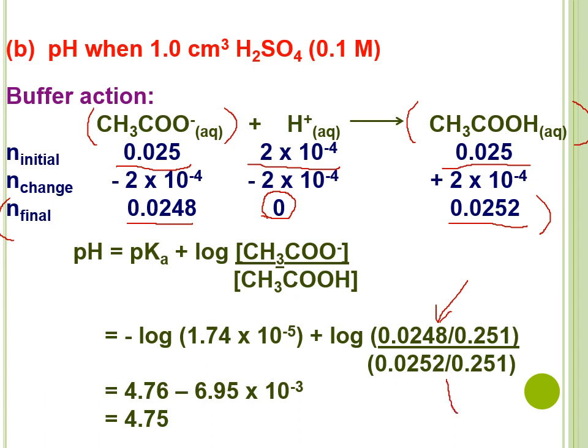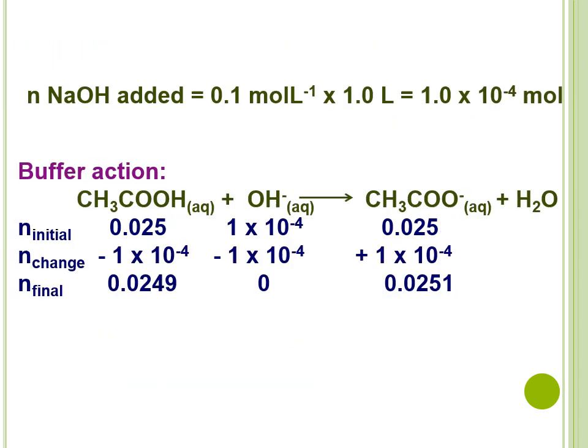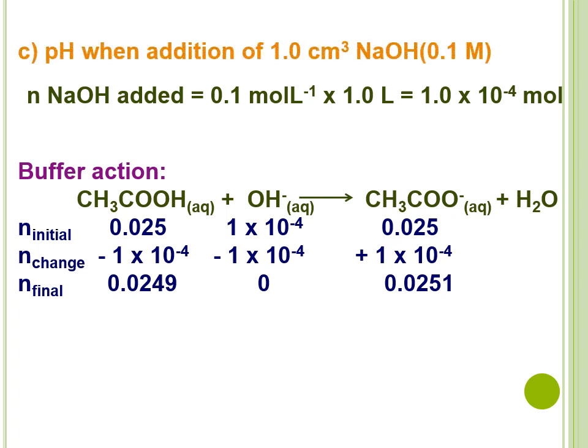And for acetic acid, it is 0.0252 divided by 0.251. Remember, 1 ml is the sulfuric acid that we add. So here we have 4.76 minus 6.95 times 10 to the power of negative 3. The new pH for this buffer solution system is 4.75. The next step is we want to know the pH when we add a certain amount of sodium hydroxide, 0.1 molar, 1 ml only.